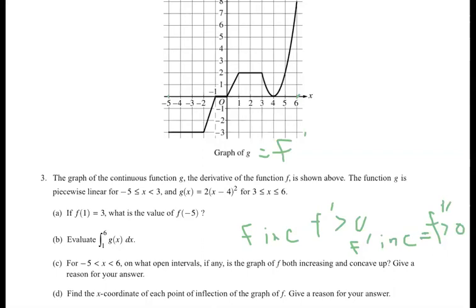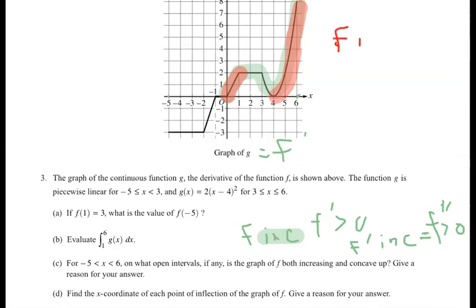So I'm going to highlight this one. So f is increasing, or f prime is greater than 0, here all the way there. So that's the increasing part. And on that part that's shaded, the part where f prime is increasing is going to be here and here.